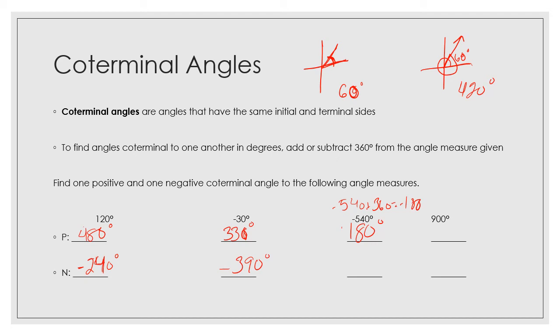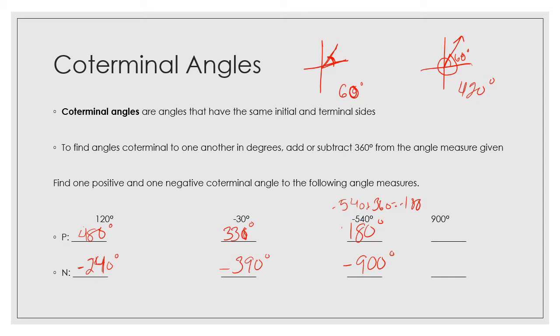180. And then negative 540 again, a negative coterminal angle with that, just subtract 360 from that, and that's going to get you negative 900 degrees.